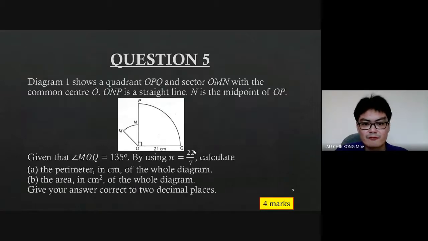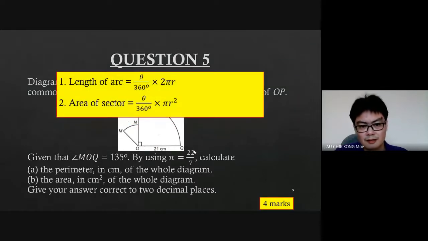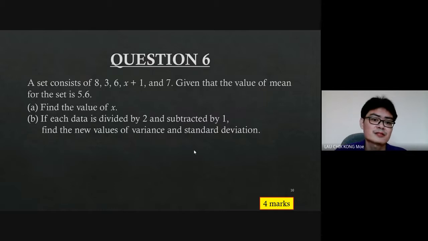Question number 5 is Lower Form. It's about the circle, perimeter, and area. The 2 formulas you need to understand here: number 1, length of arc, theta divided by 360 degrees times 2 pi r. And number 2, area of sector, theta divided by 360 degrees times pi r squared.